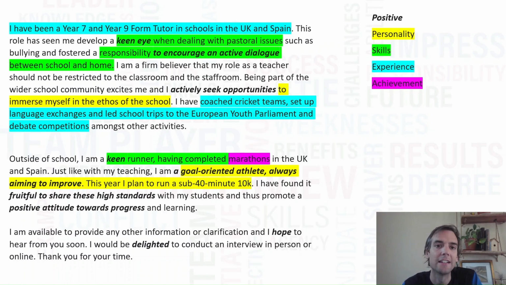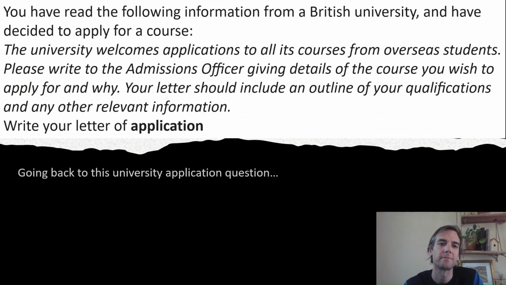So that's a real example, and please try and understand the ideas in it, what I'm saying about being positive, and use some of the vocab. Obviously, I'm a firm believer, is a lovely expression you can use for anything else. I actively seek opportunities to do what? What do you actively seek opportunities to do? These are all good expressions showing why they should accept you in the job or on the course. And that's what we want in the exam.